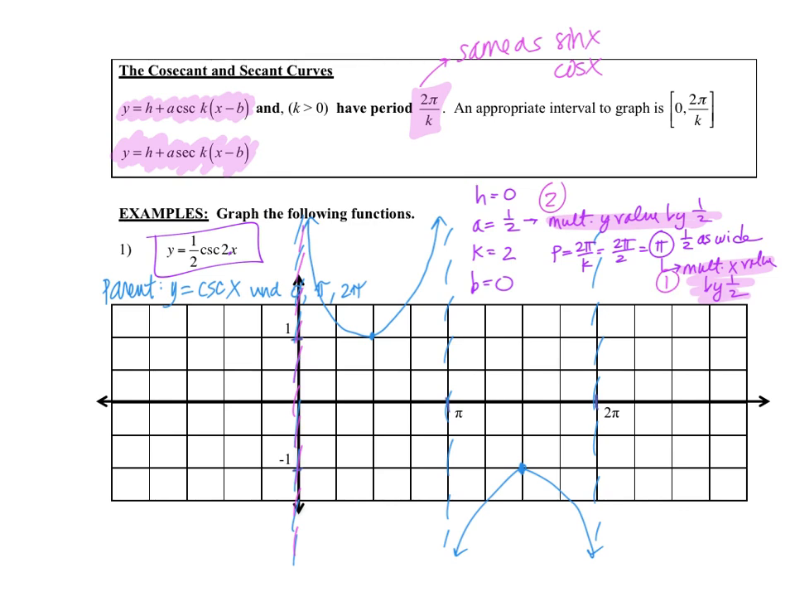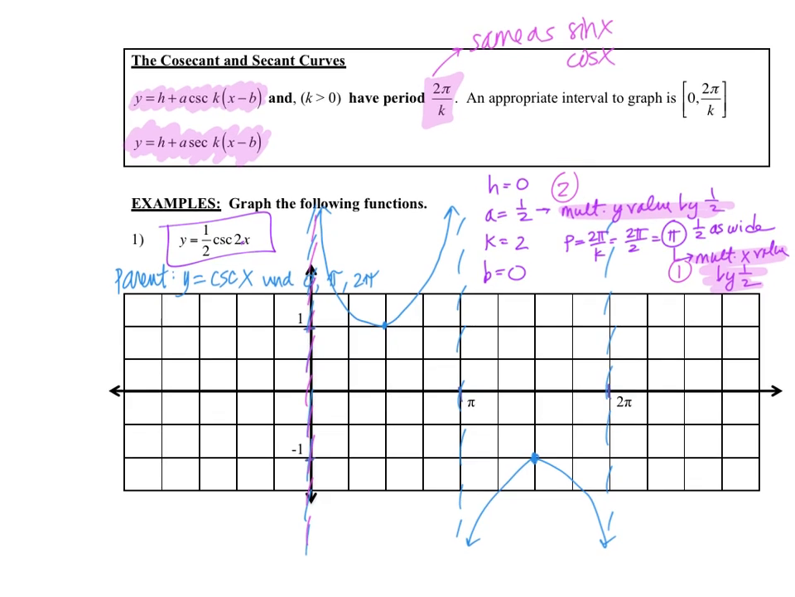Sorry about that. Okay, so then my second asymptote is right here at pi. So 1/2 of pi is pi over 2. So that asymptote gets brought to pi over 2. It's half as wide.